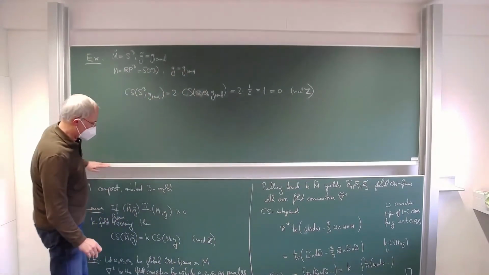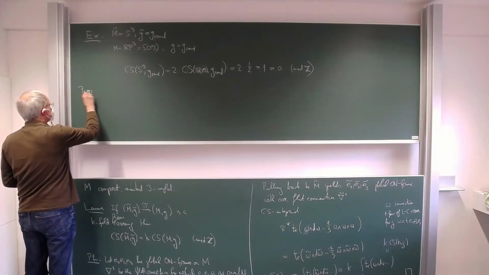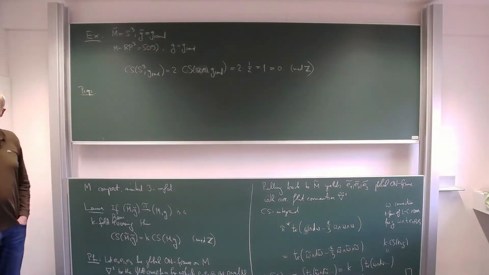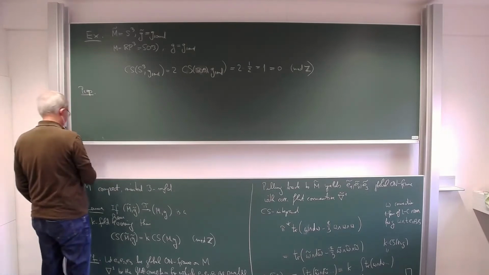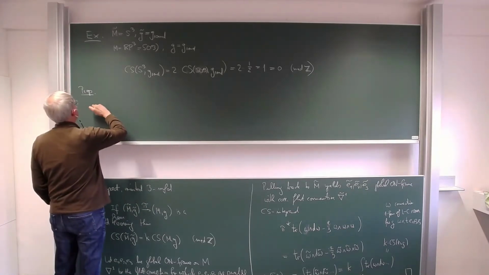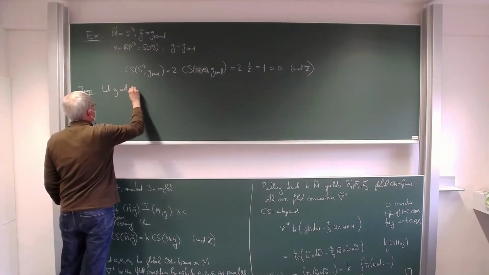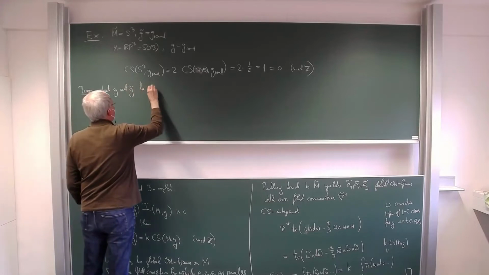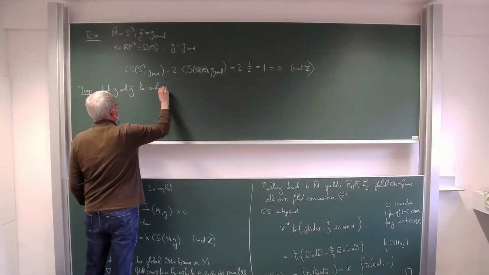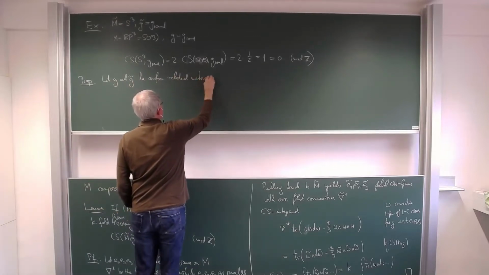One important observation is now the following proposition. If I have one manifold and two different metrics on it, and if they are conformally related, then the Chern-Simons invariant is the same. So let's specify this. Let G and G tilde be conformally related metrics on M.